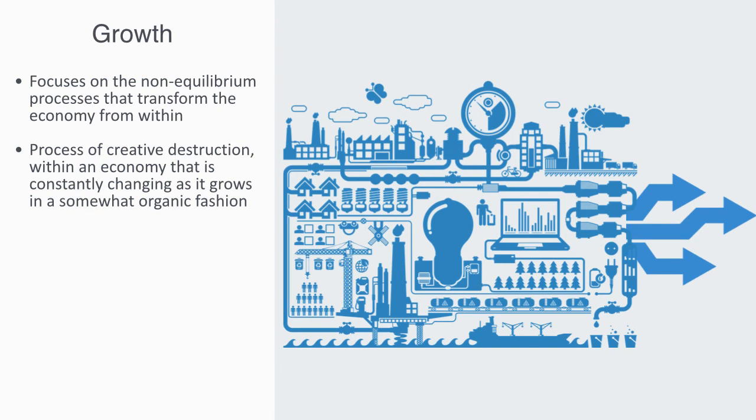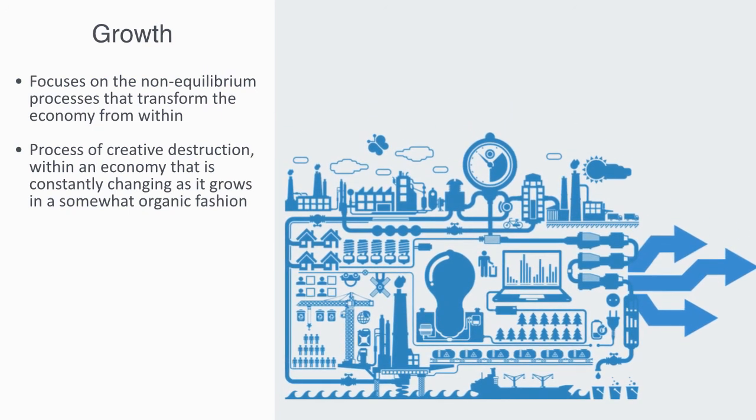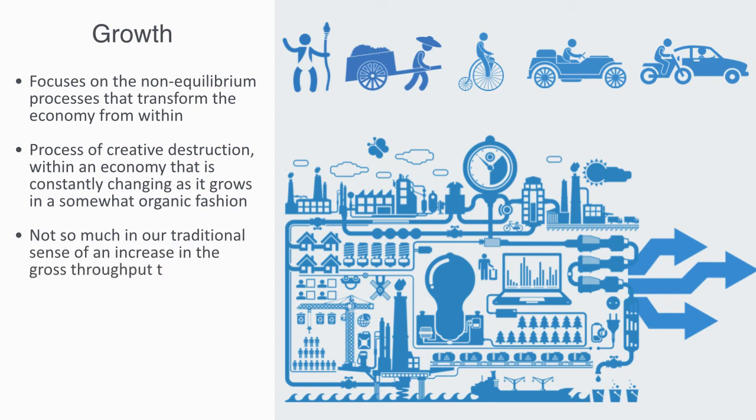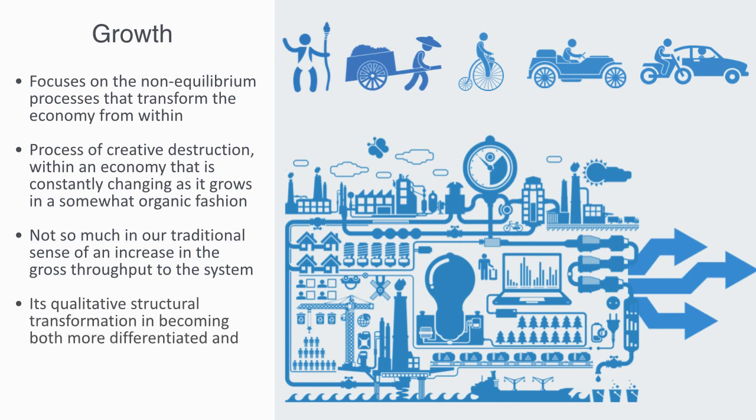Changes in one part lead to new opportunities and niches within another, as the whole thing evolves with different industries and sectors becoming interdependent and self-organizing. And out of this process of evolution, we get what we might call economic growth. Not so much in our traditional sense of an increase in gross throughput to the system, but more in terms of its qualitative, structural transformation in becoming both more differentiated and integrated to exhibit greater levels of complexity.